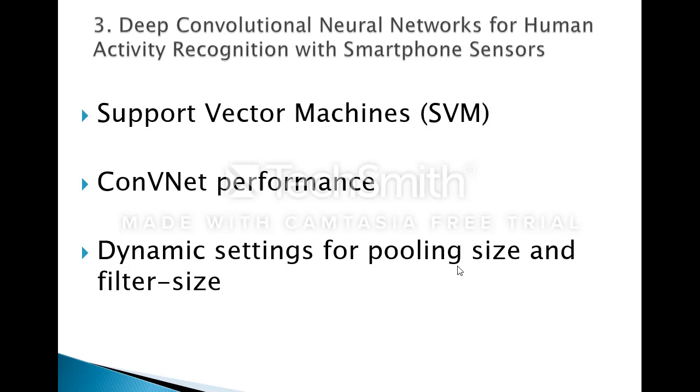The results are compared with different variations of support vector machine, SVM. The results show that the convolutional neural network based learning approach performs better than SVM. The convolutional neural network takes benefit of using restructuring features like dynamic setting for pooling size and filter size.